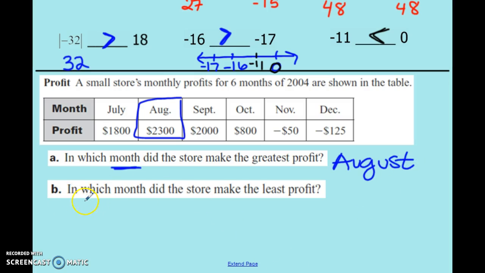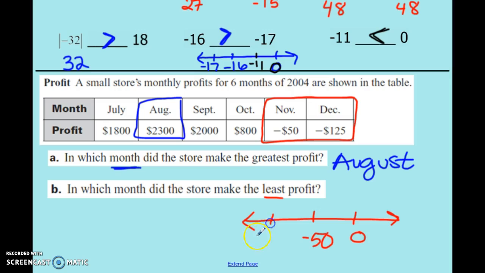And then B, in which month did the store make the least profit? So the least profit would be the lowest amount of money. So there are actually 2 negative numbers on here. But we need to think of, if you were to look at a number line, which one is going to be the most negative? So if we count to the left, we'd hit negative 50 first, and then 125. So the one that's the least or the most negative is going to be December. They didn't make very much money at all. They went negative.